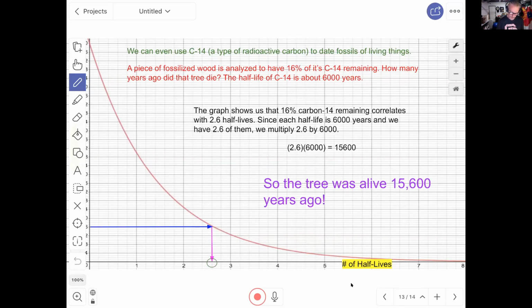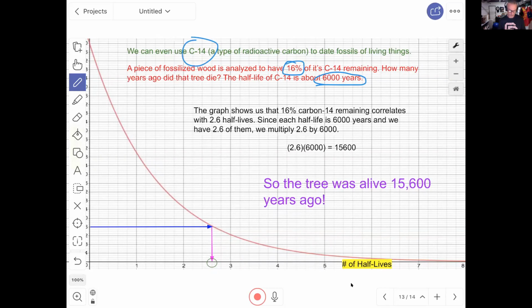So in this case, we're using carbon-14. Carbon-14 comes from living things. So scientists actually use carbon-14 to date fossils, because fossils were once part of a living thing, right? Well, carbon-14 has a half-life of 6,000 years. So this is actually a good element to measure things that have lived fairly recently, not billions of years ago, but thousands of years ago. And in this particular problem, we have 16% left.